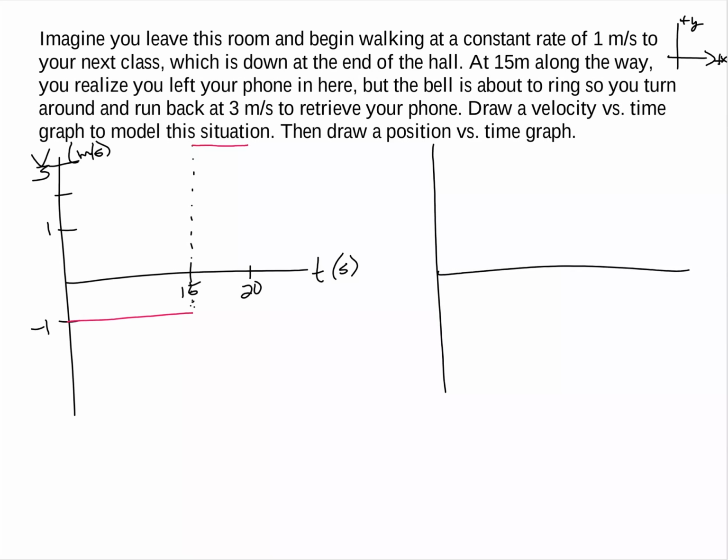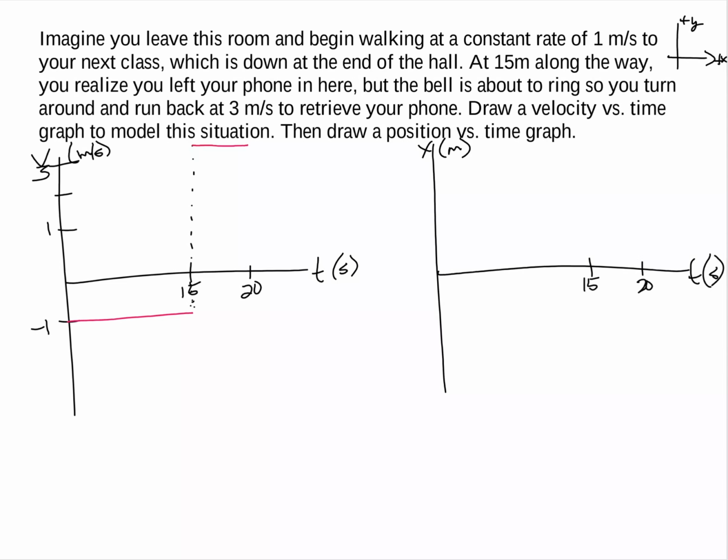Time in seconds and position in meters. How do I say position? X. Okay, X in meters. Now, what should definitely be on my horizontal axis for labels? 15 seconds and 20 seconds. Those are the key moments in time that happened, right?